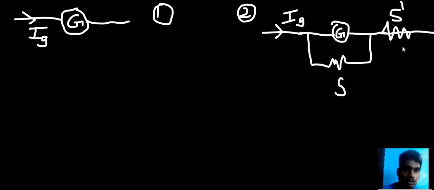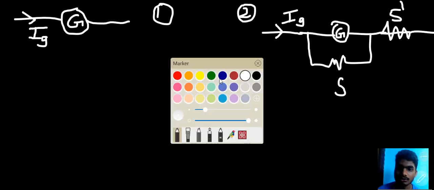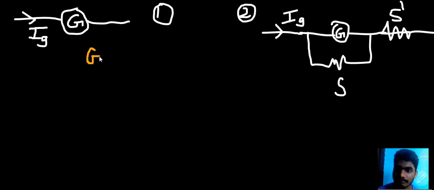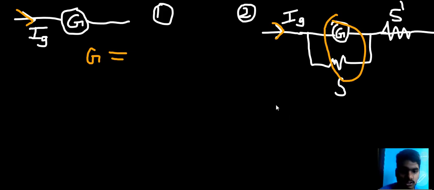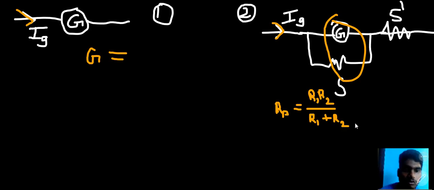So for that we are going to add this. If the current received in both situations is the same, then the resistance is going to be the same. So this resistance is G, the resistance of the galvanometer, which should be equal, for the same amount of current. Just before, we saw that these both are in parallel. So the resistance in parallel is Rp = R1 R2 by R1 + R2. Can you understand?